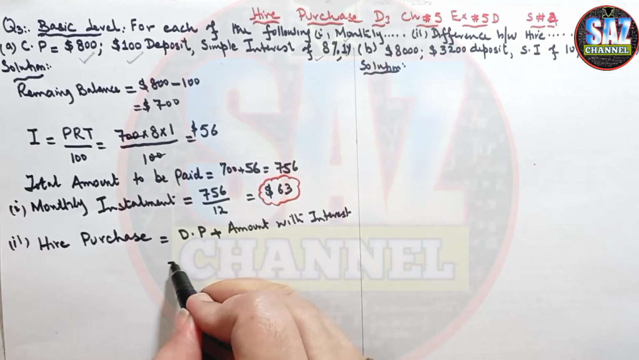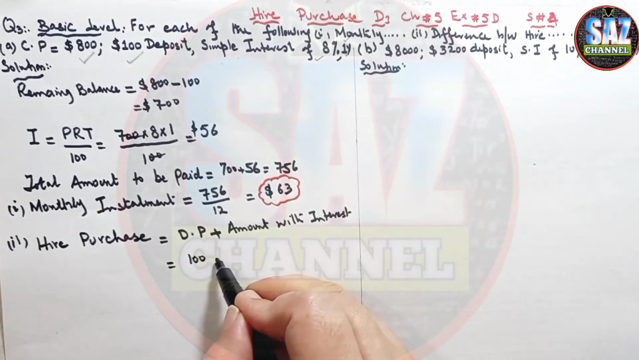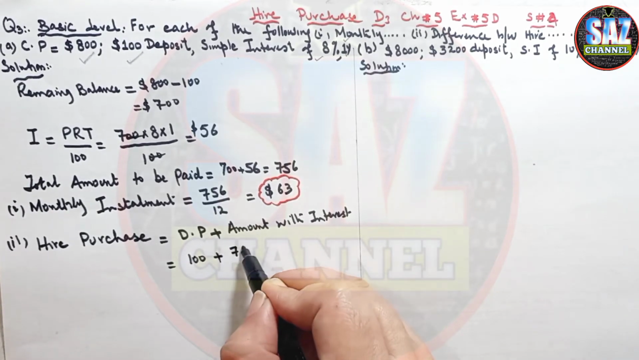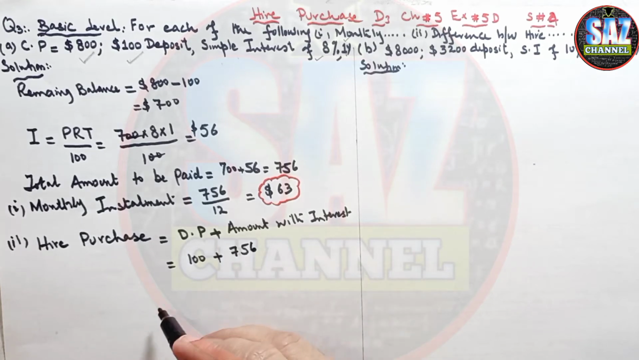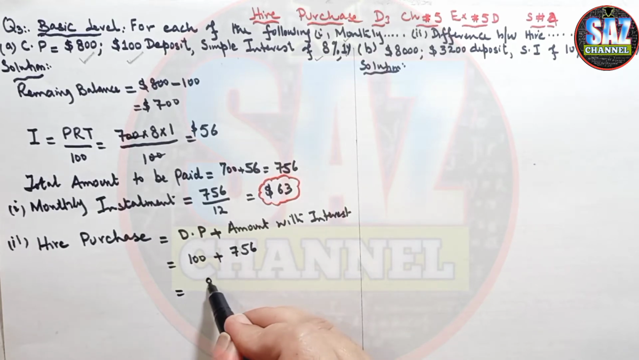That is 100 plus 756, and it will give me $856.